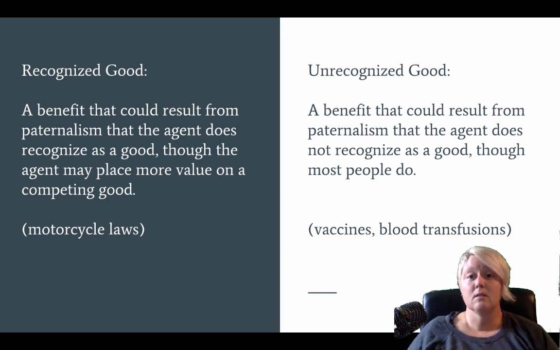An unrecognized good, on the other hand, is a benefit that could result from paternalism that the agent does not in fact recognize as a good, even though most people do. So we talked a little bit in the chapter introduction about religious freedom. So here's an example. Based on religious beliefs, refusing to give your children vaccines or refusing blood transfusions. You may not recognize these as a good because you may believe that your praying or your religious beliefs are in fact a good, and those will keep you healthy, and that vaccines and blood transfusions are bad, are evil, are morally wrong. This is different than making the choice not to vaccinate your children or have a blood transfusion, because even though it's good, there's a competing good, but rather because you don't recognize that as a good at all.